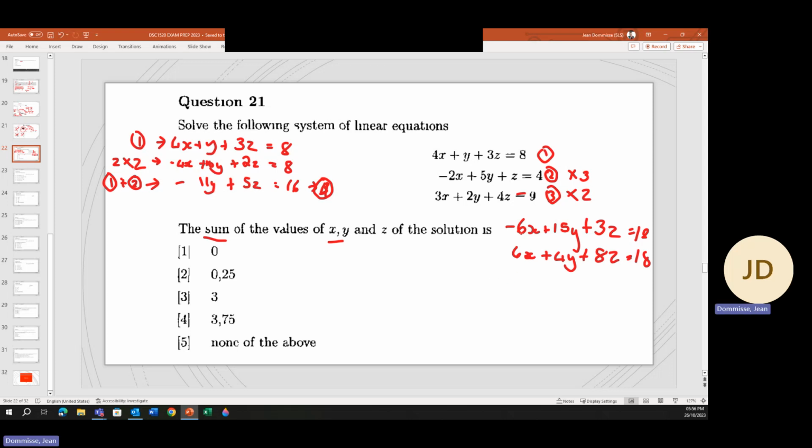Again, if we now add those two, the x's will disappear. We will get 19y plus 11z is equal to 36. That can now be formula 5. Yeah, so now again, we sit with formula 5, that is 19y plus 11z equal to 36.